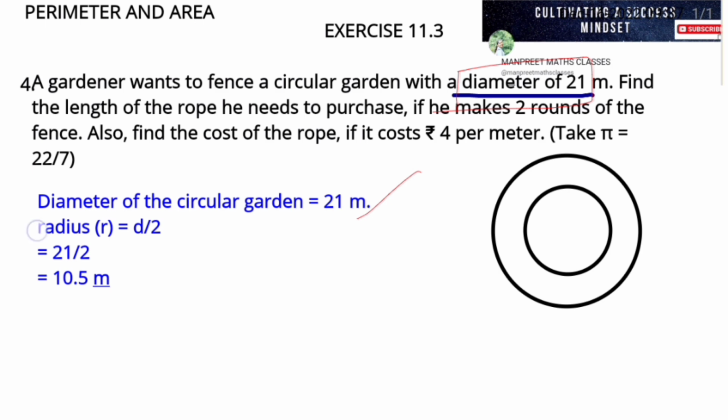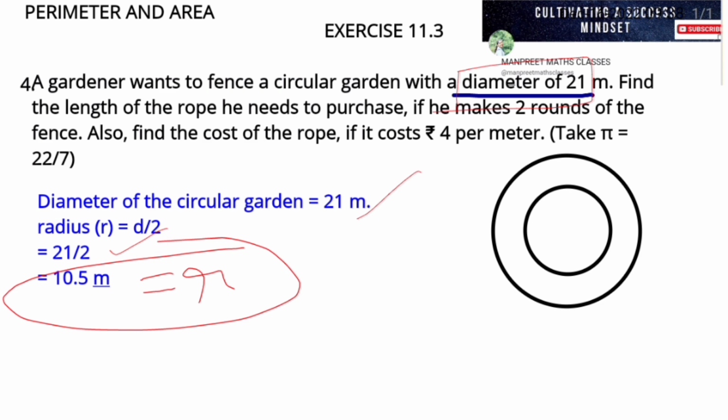Next, we know that radius is half of diameter, that is radius is equal to d upon 2. So I have done that in the next step, 21 upon 2. Now we will divide 21 by 2 to get 10.5 meters. So now what we got? We got our radius.